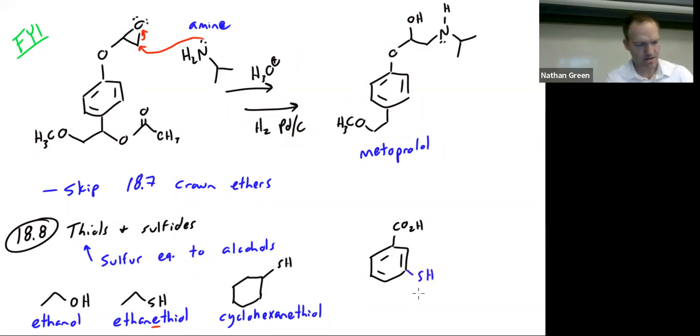And I want to put a sulfur on there. So I'm going to name this molecule as a benzoic acid. And I want to refer to the SH group here as a substituent. We're going to use the prefix mercapto.